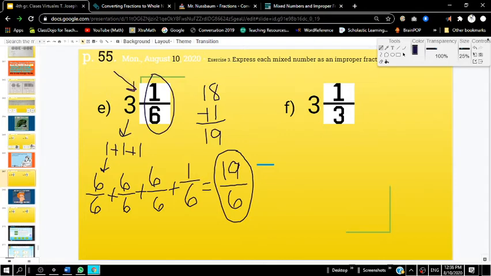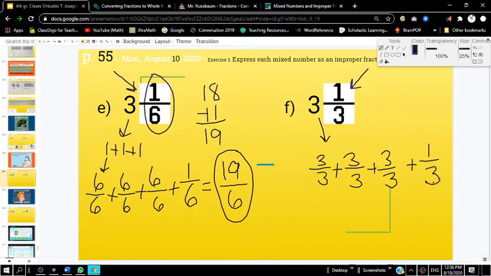Letter F says 3 1/3. Well, 3 can be equal to 3/3 plus 3/3 plus 3/3, and then we add our last fraction, 1/3. Now that they're all the same denominator, we can easily add all the numerators. 3 plus 3 plus 3 is 9, plus 1 more equals 10. 10/3 is our improper fraction, which is the same as 3 1/3.